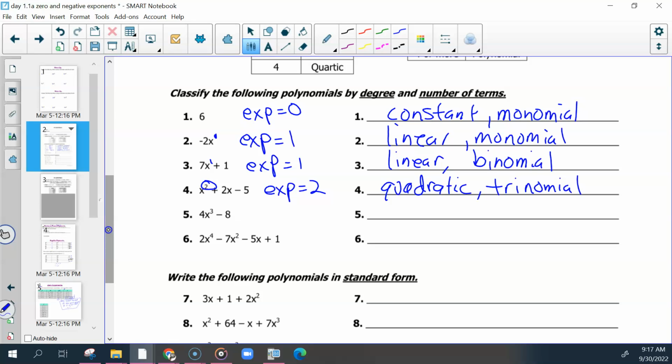Number 5, the degree. Cubic. To the 3rd power is a cubic function. And number of terms. Binomial. Say that again. Binomial, because we have 2. Yes.